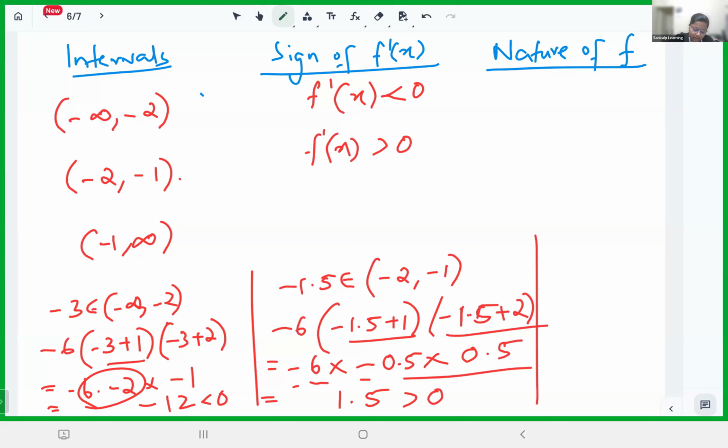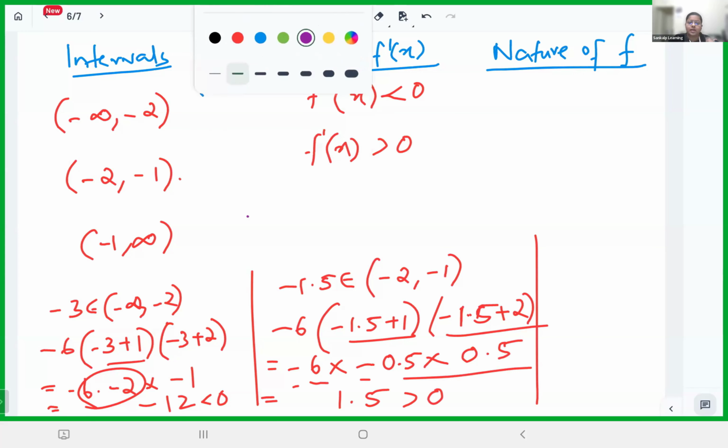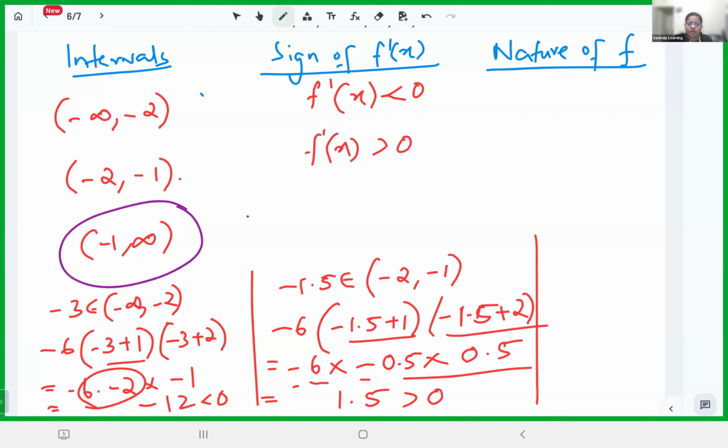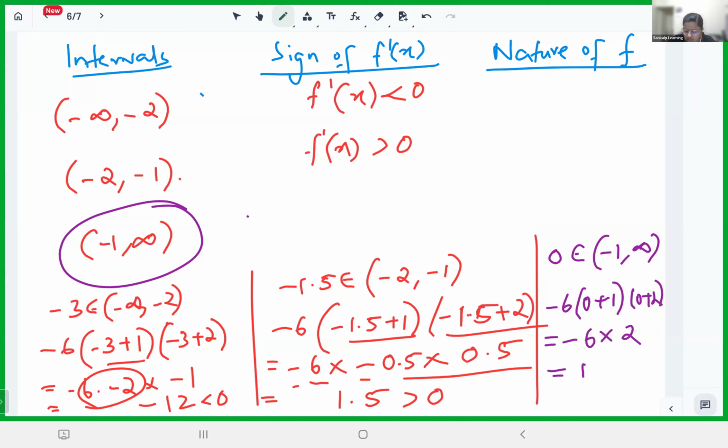Now consider the third interval, -1 comma infinity. Take any point in that interval. 0 belongs to that interval, right? 0 belongs to -1 comma infinity. Now you put 0 in that one: -6 into (0 plus 1) into (0 plus 2). So this is equal to -6 into 1 into 2, that is -12, right? -12 is less than 0. So in the third interval, we have got f dash of x is less than 0.